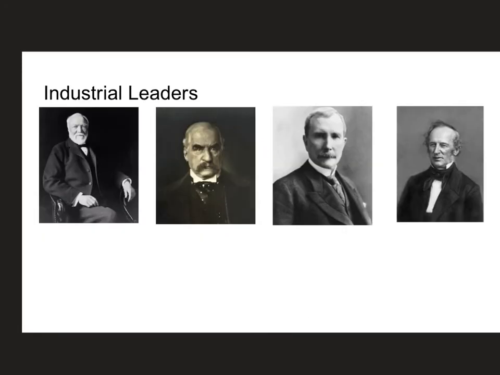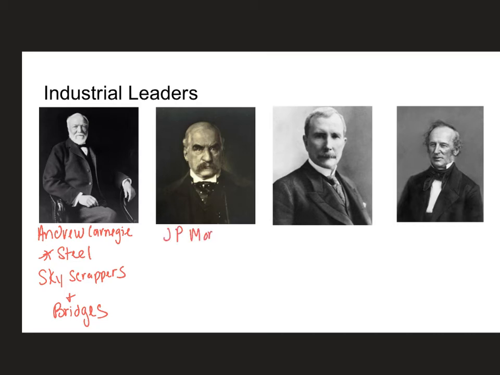Now, these are some of the industrial leaders that you're going to need to know. The first is Andrew Carnegie. And he was known for his steel, using the Bessemer steel process to make skyscrapers and bridges. The second man was J.P. Morgan, and he really changed the world of finance.